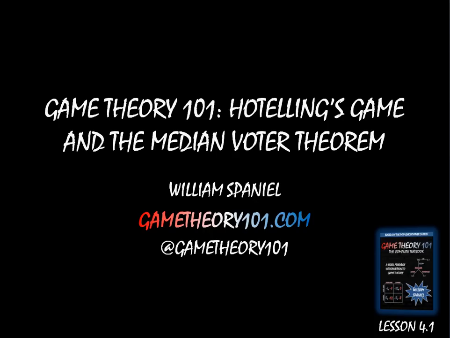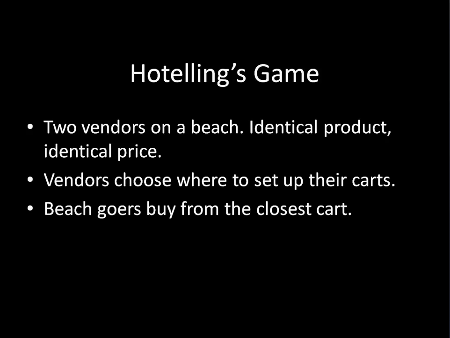And his game looks like this. There are two vendors on a beach. They're selling an identical product at an identical price. Maybe these are ice cream cones for $2 a piece. The only thing that the vendors can differentiate on is where they're setting up their carts on this beach. Now, beachgoers are lazy, and so they're going to buy from the closest cart, and if the two vendors locate themselves in the same place, then they'll just evenly split their business between these two vendors. So that's the setup for Hotelling's game.